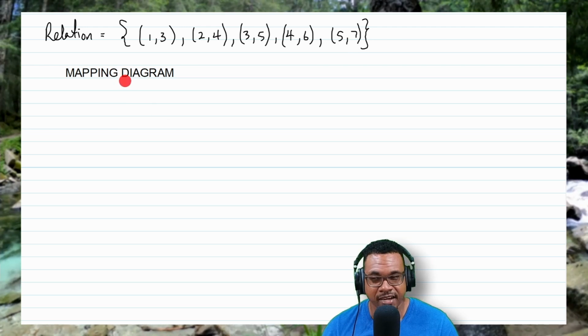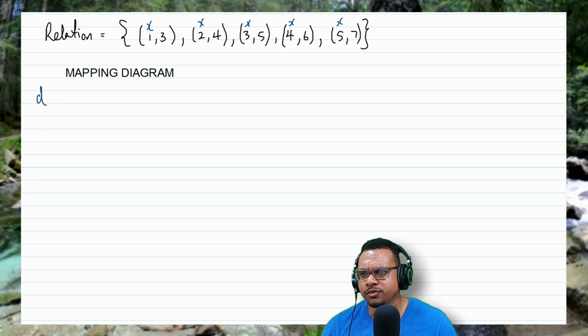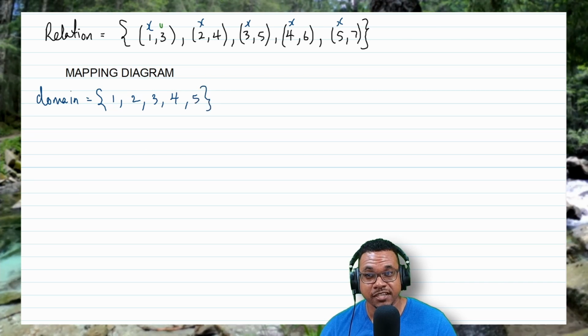So now I'm going to do the mapping diagram. So I'll write out the members of the domain. And my domain are all the X values, which is a set of first values. So my domain is equal to 1, 2, 3, 4, and 5. And my range is the set of second values, which are the Y values.